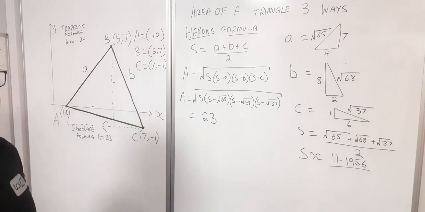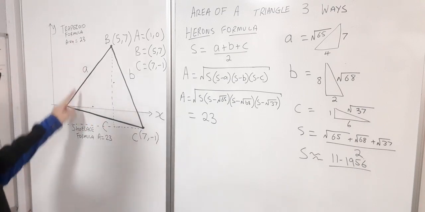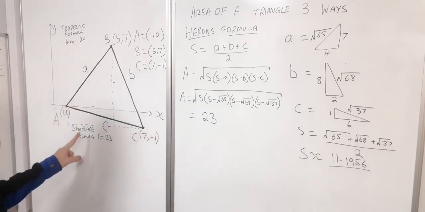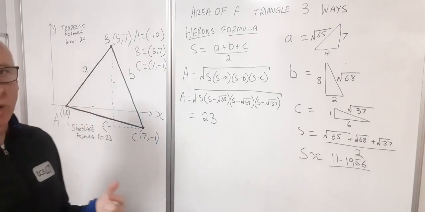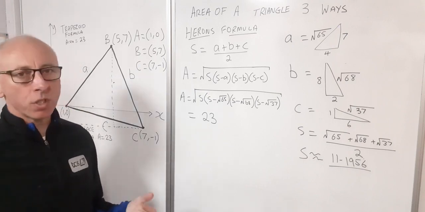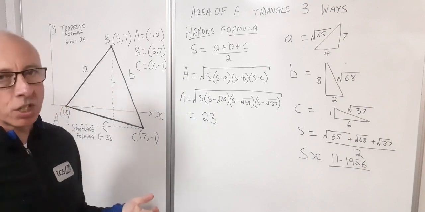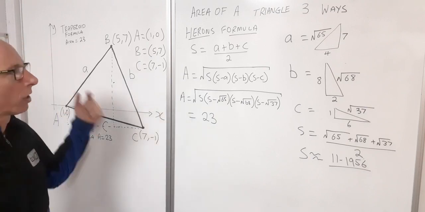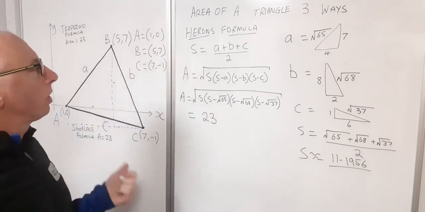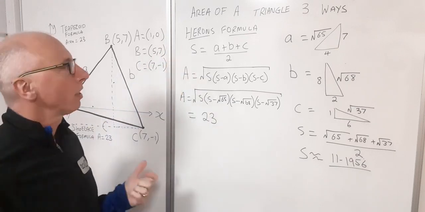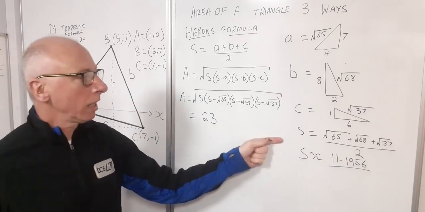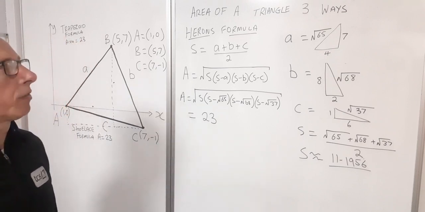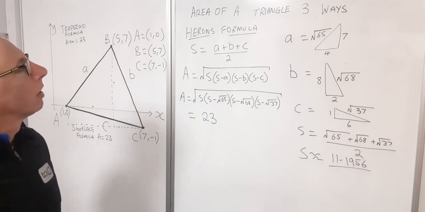Now, one advantage that the Trapezoid formula and the Shoelace formula have is these two formulas can be used to calculate any polygon. So you can have a 4-sided shape, 5-sided shape, 6-sided shape. These formulas will work, whereas the Heron's formula only works for 3-sided shapes, i.e. triangles. So for me, this Heron's formula, even though it's the first one we learn, for me it's the most complicated. Okay.